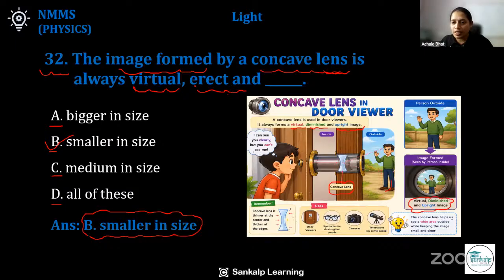Virtual, diminished and upright image is formed. The concave lens helps us see a wide area outside while keeping the image small and clear. Therefore, it is used in door viewers. Therefore, the image formed by a concave lens, see, this is a concave lens, is always virtual, erect and diminished, or smaller in size.